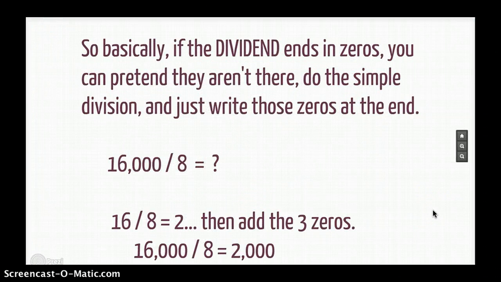Okay, so if the dividend ends in zeros, you can just pretend they aren't there. So do the simple division and write those zeros at the end. That's what I was talking about. Here's the dividend, it ends in zeros, it ends in a thousands multiple. We can just ignore those for now. So 16 divided by 8, do that basic fact first, and then add those 3 zeros that you started with on at the end.